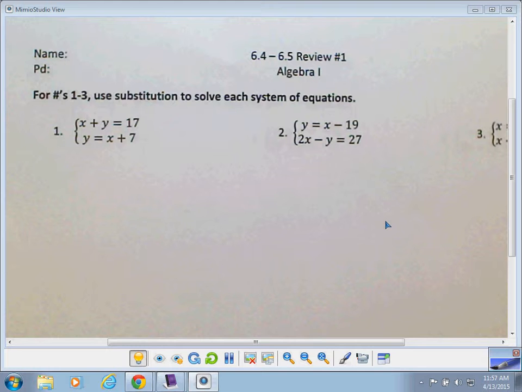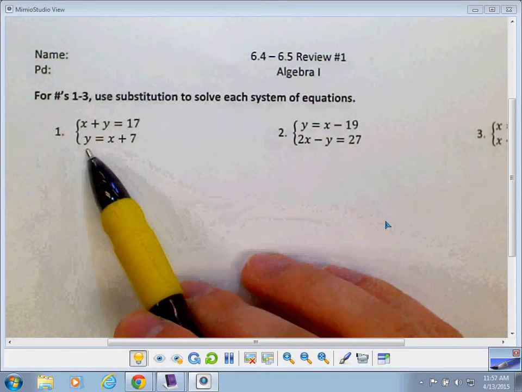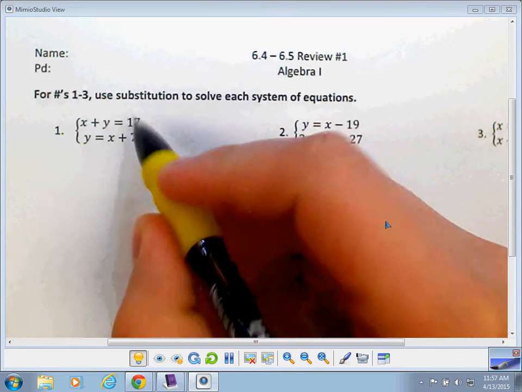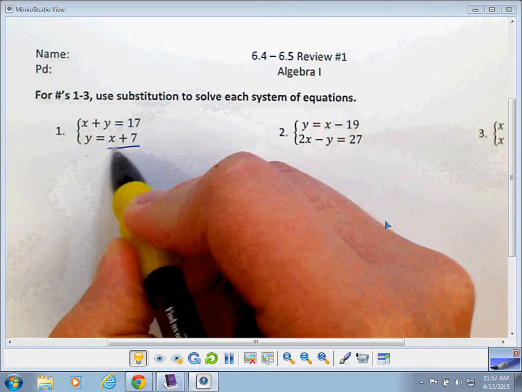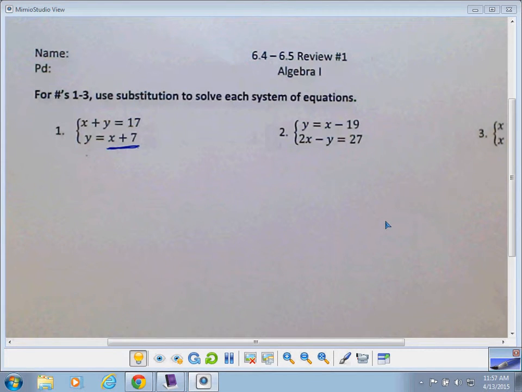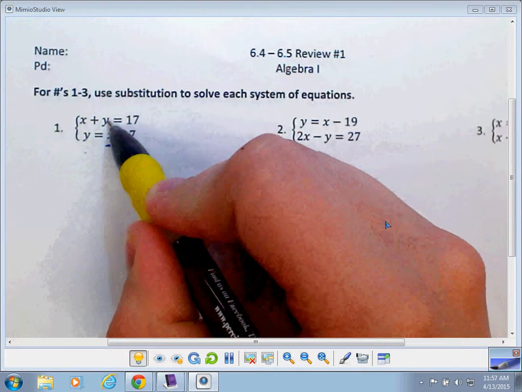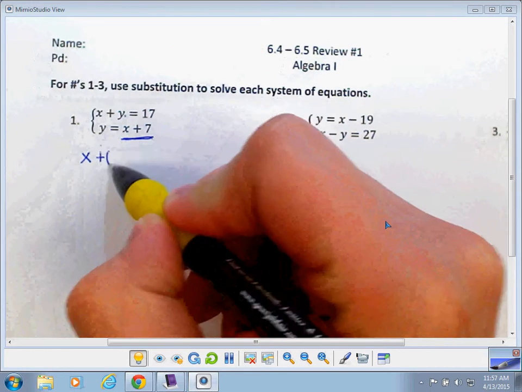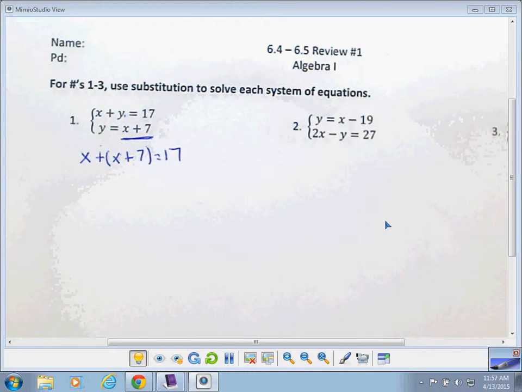So whenever we deal with substitution, it normally means it's going to have one of the variables by itself, like equation 2 for this first one. It's got y by itself. So whenever we have the variable by itself, we want to know what it's equal to. In this case, y is equal to x plus 7. So we want to plug x plus 7 for wherever we see a y in the other equation. So in this case, it's going to be x plus 7, and that's equal to 17.